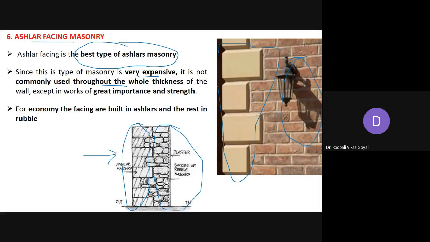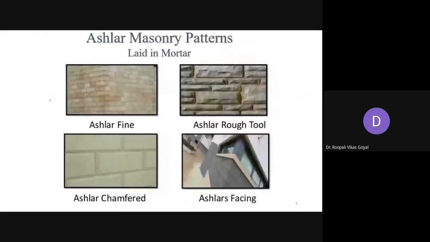So unless and until some important structure is there or strength requirement is there, generally the facing may be provided that of ashlar kind, and the inside that may be provided of rubble kind, and that will give economy to this ashlar facing masonry. So here these are some of the pictures, ashlar masonry patterns.